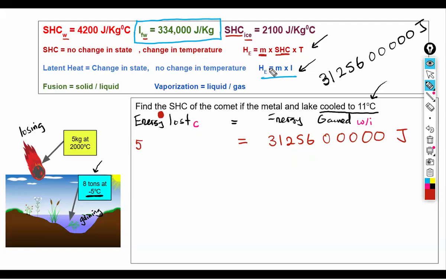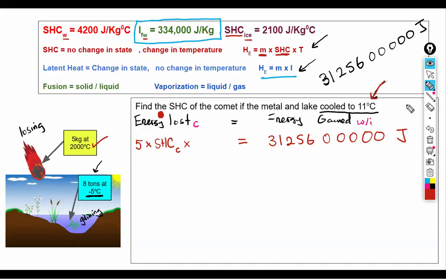So using this formula, the specific heat capacity of that comet, we don't know. I put C for comet. We don't know that. That's the aim of the question. And how much is the change in temperature? Remember, everything leveled off at 11 degrees Celsius. So that means the comet started out at 2000 and ended up at 11. That was the equilibrium temperature. Once again, the equilibrium temperature is the final temperature of everybody in this scenario.